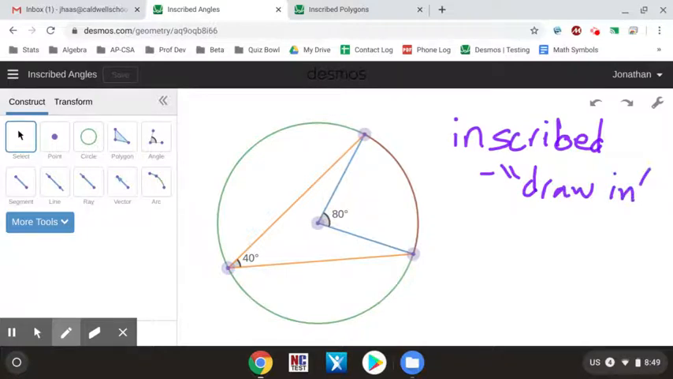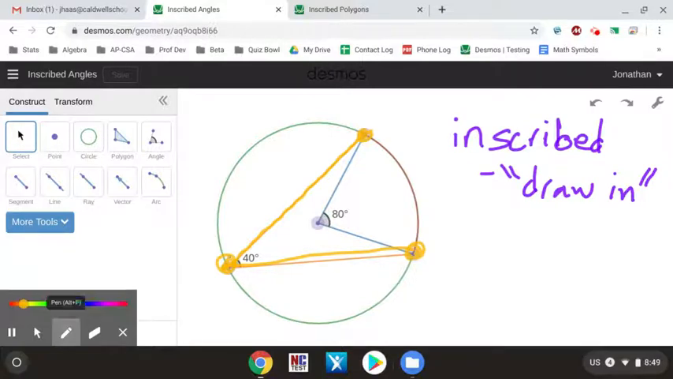So an inscribed angle is an angle that is drawn in a circle. I have an inscribed angle here that is orange. This inscribed angle, you can tell it's inside the circle because all 3 points of an angle are on the circle. So if every point of a geometric figure is on the edge of a circle, we call it inscribed. So there's an inscribed angle.